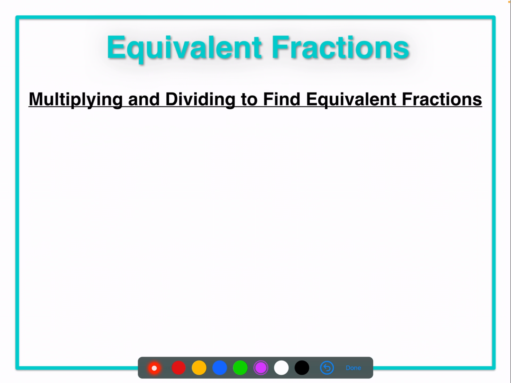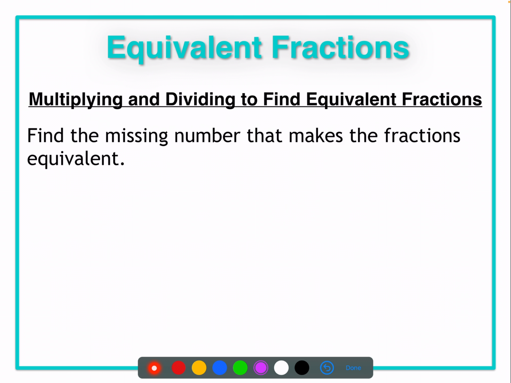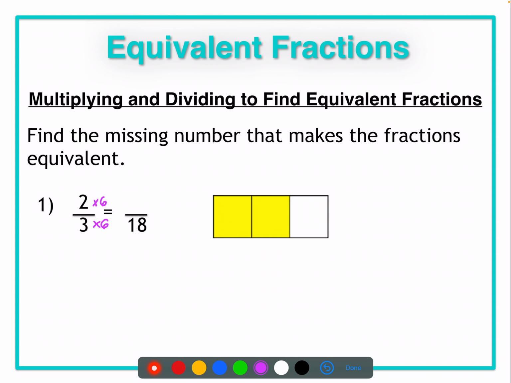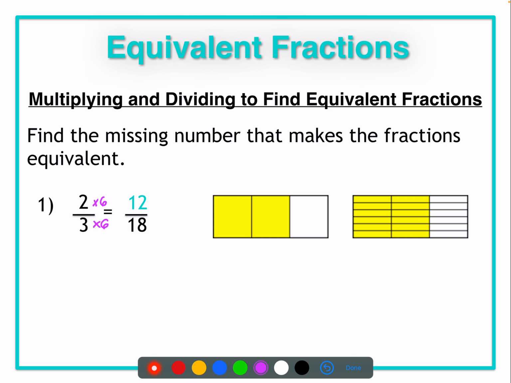Multiplying and dividing to find equivalent fractions. Find the missing number that makes the fractions equivalent. Number 1, we have 2/3 that equals something over 18. So what do you have to do to 3 to get 18? That means you multiply it by 6. So if you also multiply 2 times 6, it will be 12. That means that 2/3 is the same as 12/18.